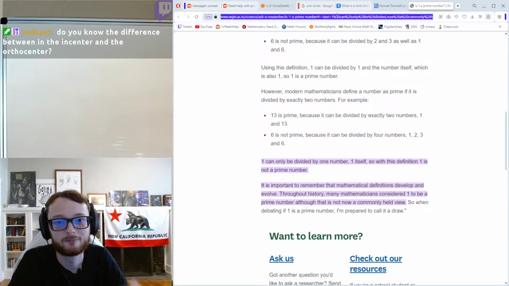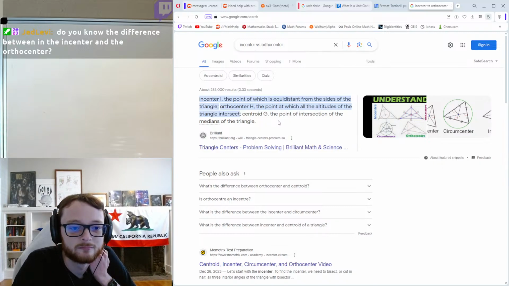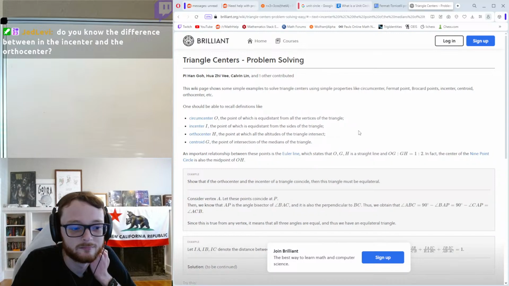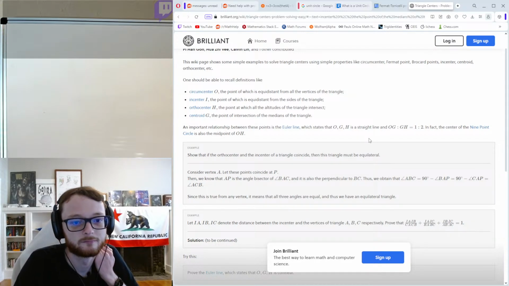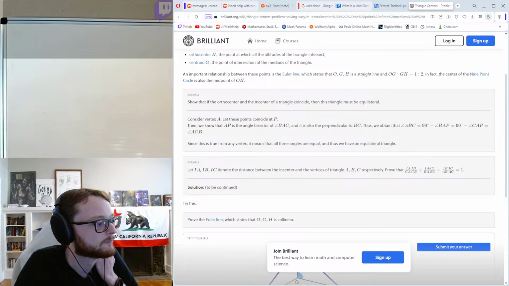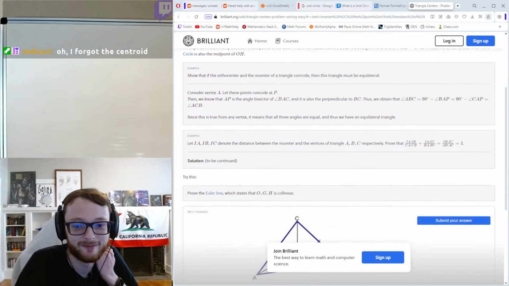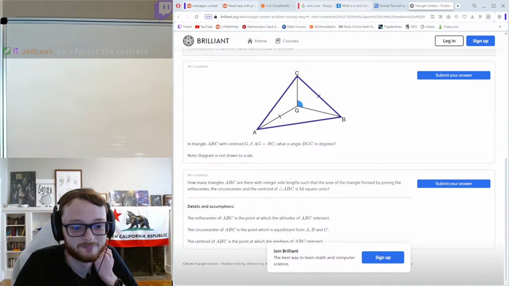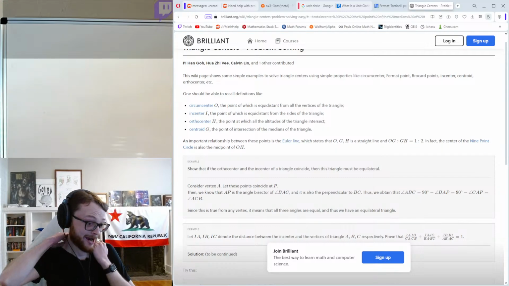In-center and orthocenter? Nope. Okay, apparently there's 4 different middles of a triangle. Okay. So maybe it's not that simple.